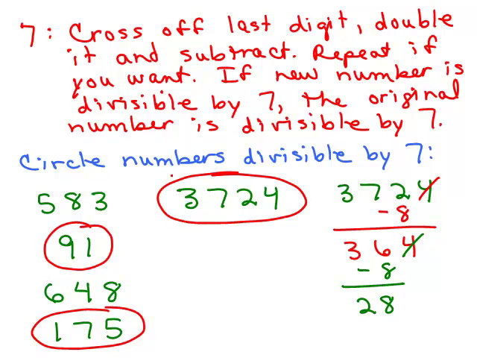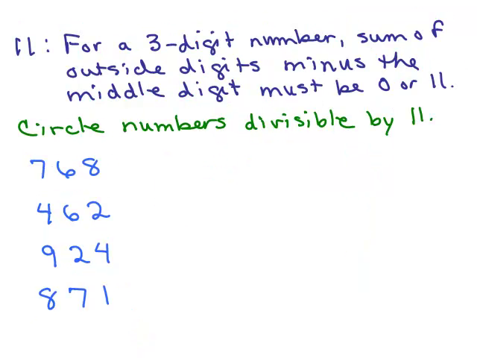So practice this on a few numbers. 11 is the next prime number, and this will be the last divisibility test we'll go over. For a 3-digit number, the sum of the outside digits minus the middle digit must be 0 or 11 to be divisible by 11. So let's circle which of these 4 numbers is divisible by 11.